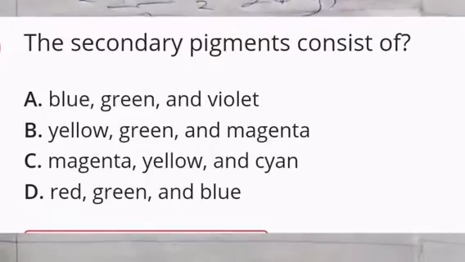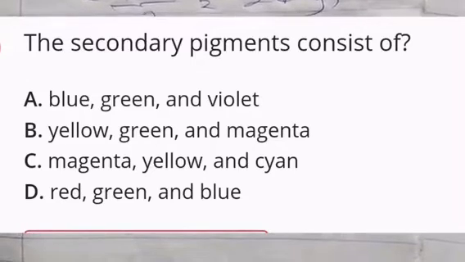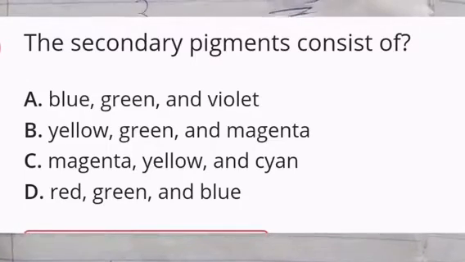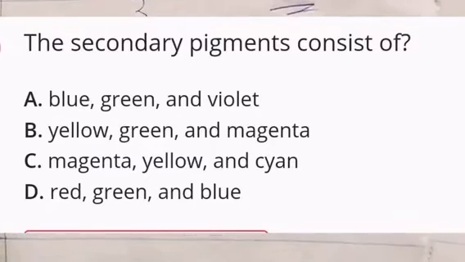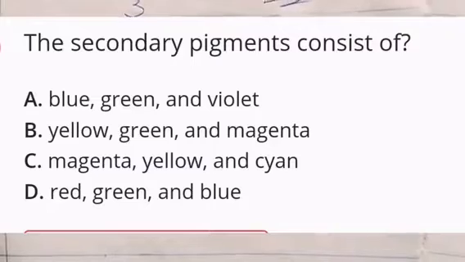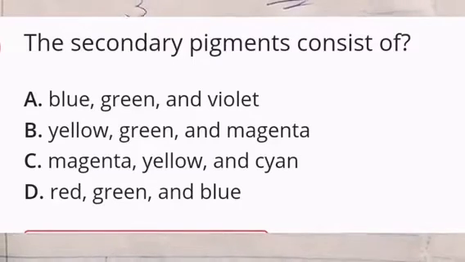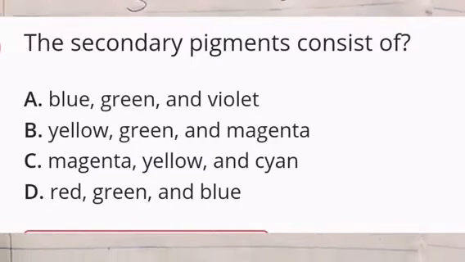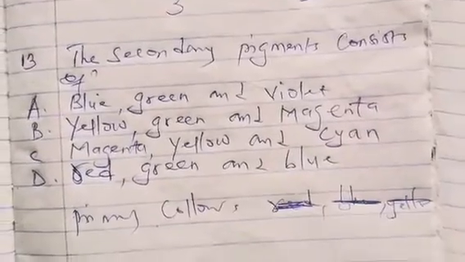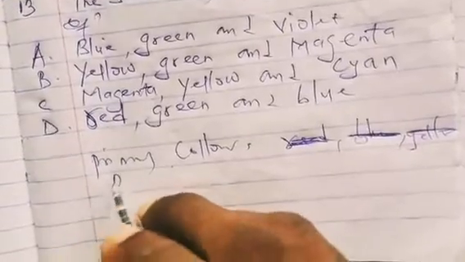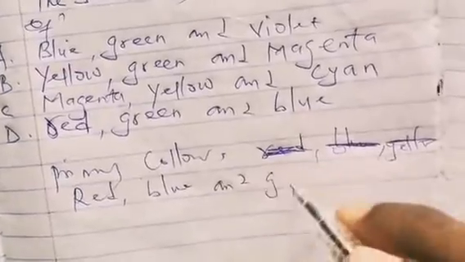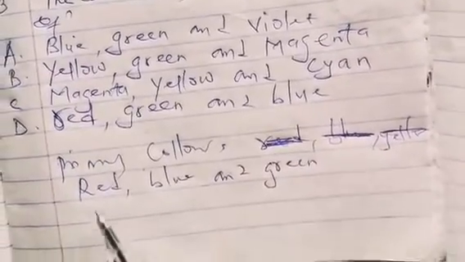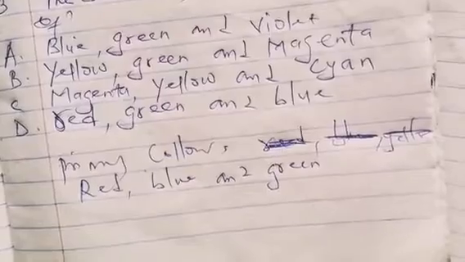Question 13 says the secondary pigment consists of A, blue, green and violet, B, yellow, green and magenta, C, magenta, yellow and cyan, D, red, green and blue. Okay, the truth is we have 3 primary colors, and the primary colors that we have include red, blue and green. These are the 3 primary colors that we have. Every other color outside these 3 are called secondary color.